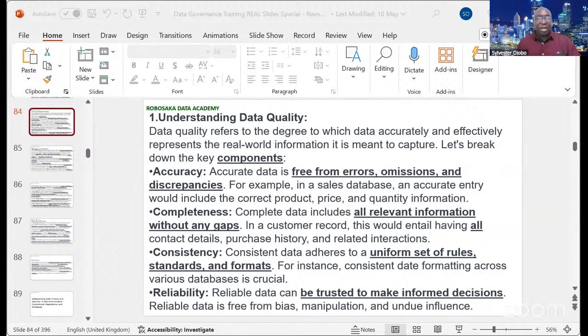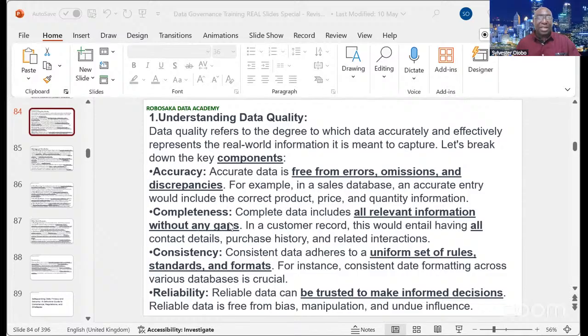Ramsey said all relevant information without any gap. That's good. I like interaction like this. Okay. For example, in a sales database, an accurate entry would include the correct product, so they don't give you the wrong product, the correct price and the quantity information. Okay. Let's move on.